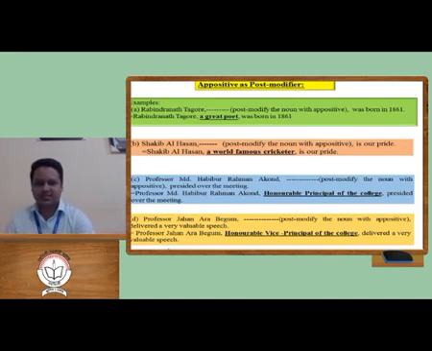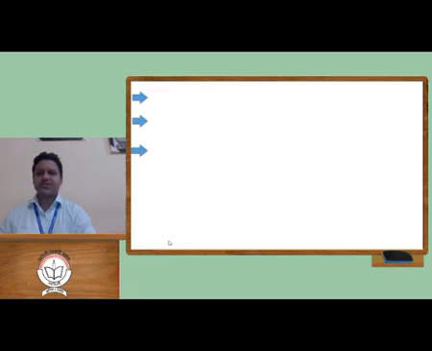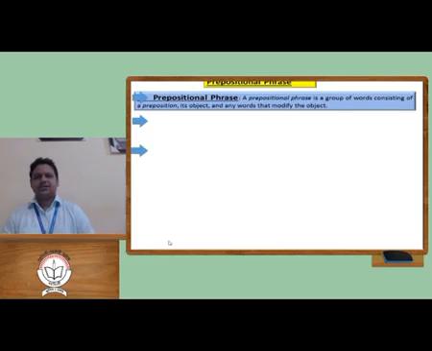Dear students, I think you have understood appositive very well. Now we will know about prepositional phrase. What is a prepositional phrase? Let us see the definition of prepositional phrase.